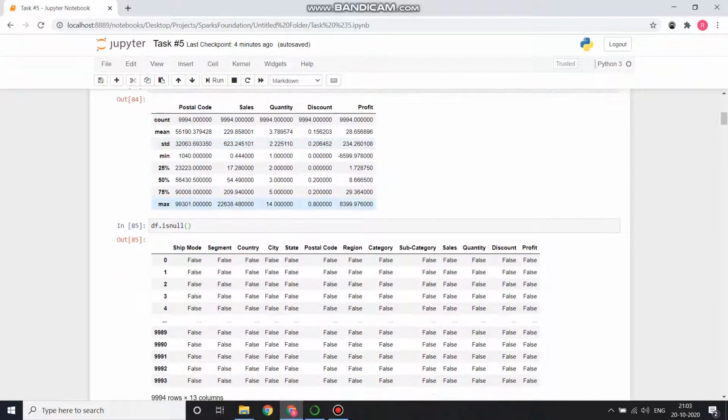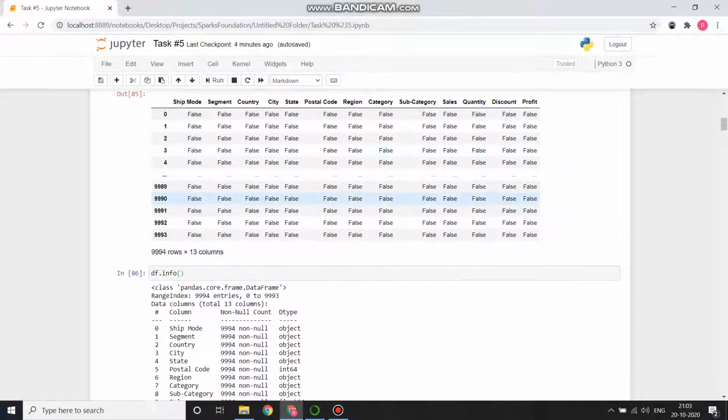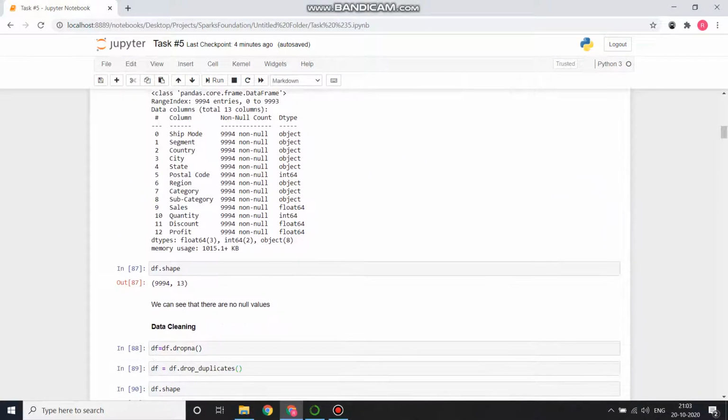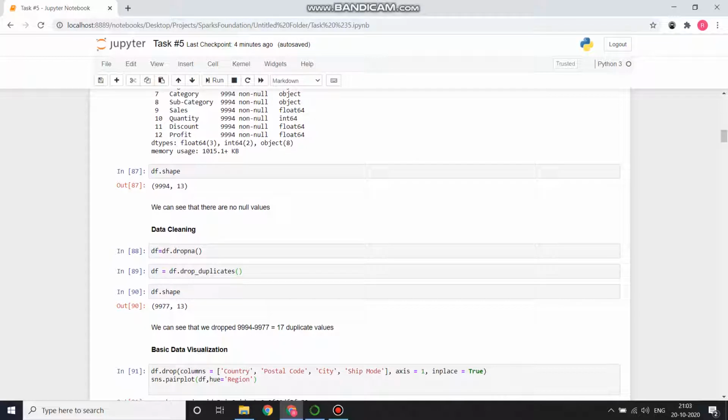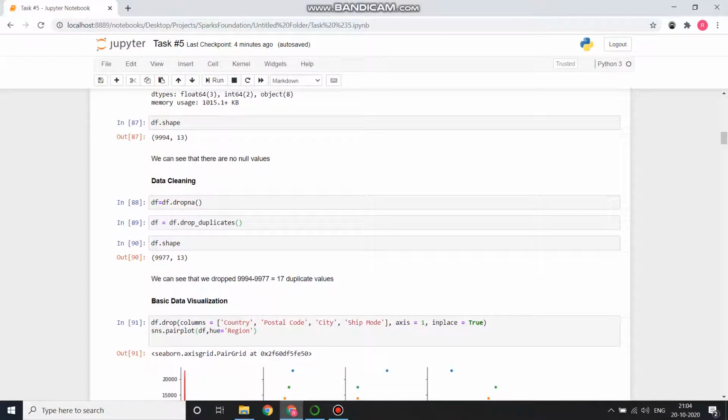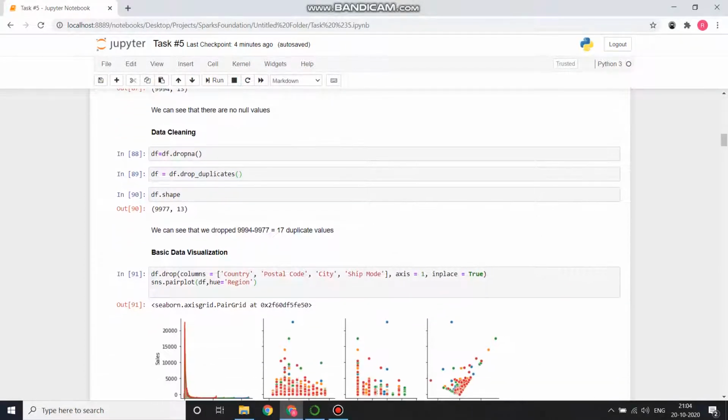We check for null values, and there aren't any null values. We check the shape of the data set. We clean the data. We drop any null values. We drop the duplicates. We see that there are 17 duplicate values.